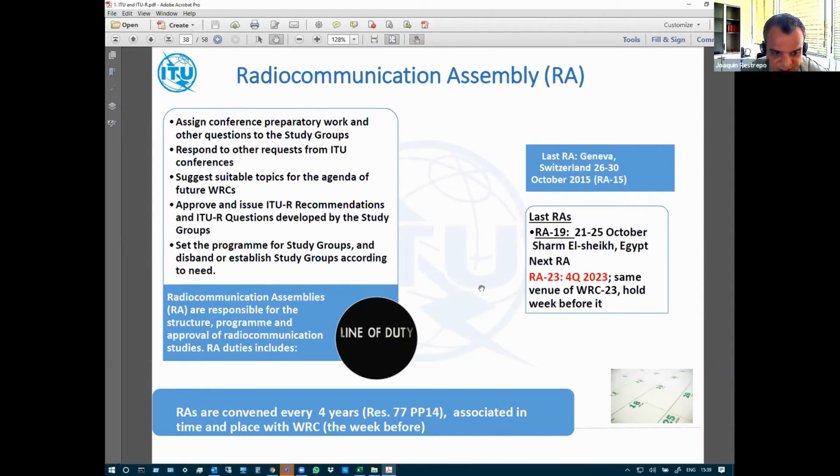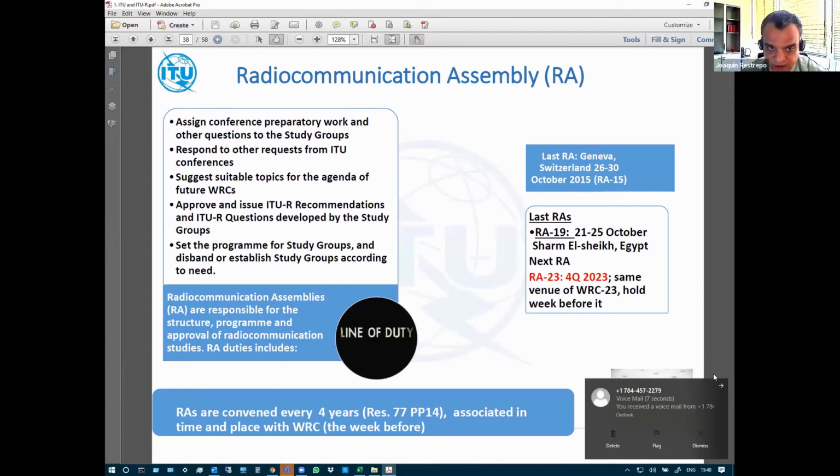The Radiocommunication Assemblies are responsible for the structure, program, and approval of radiocommunication studies. They are convened every 4 years, associated in time and place with the WRC. It means they are organized the week before. The last Radiocommunication Assembly in 2019 was held from 21st to 25th October, the week before the World Radiocommunication Conference. And the next Radiocommunication Assembly, RA-23, will be organized the week before the next World Radiocommunication Conference.